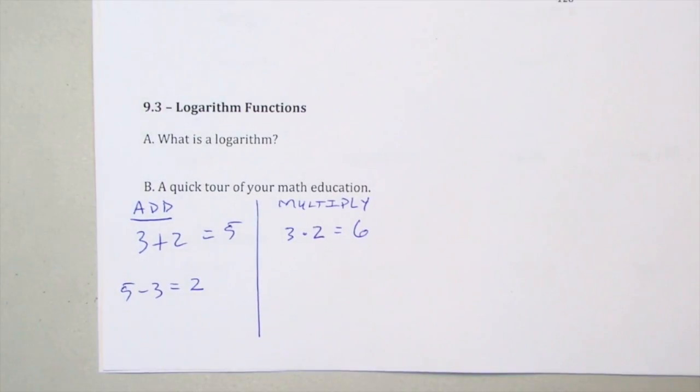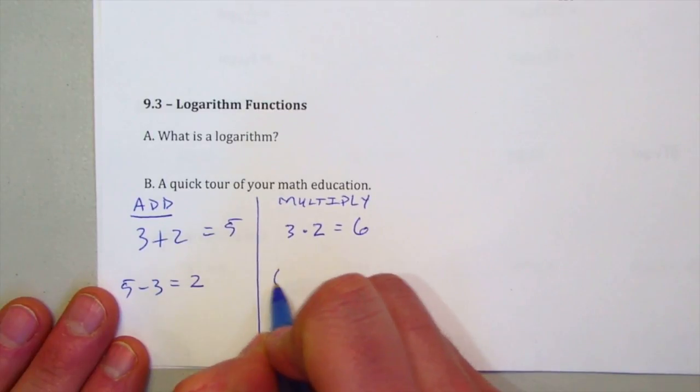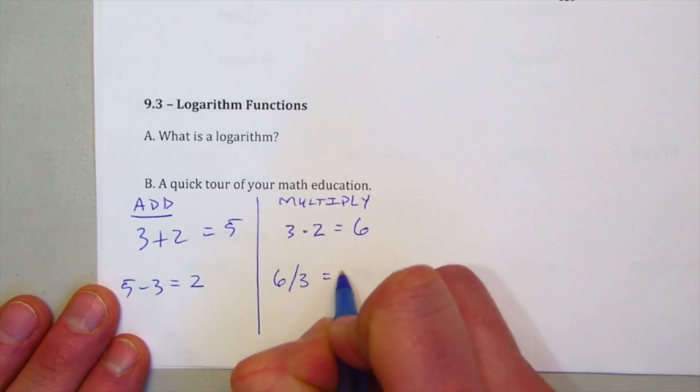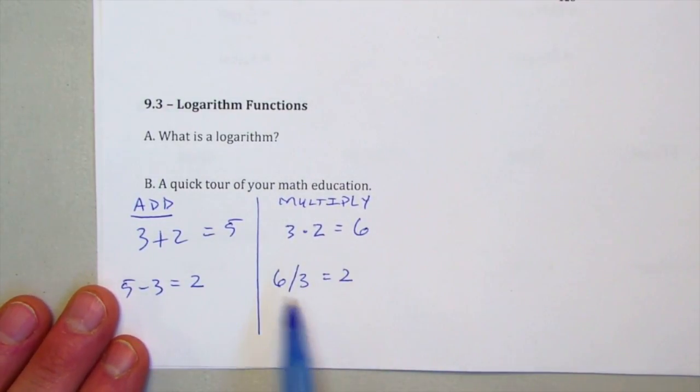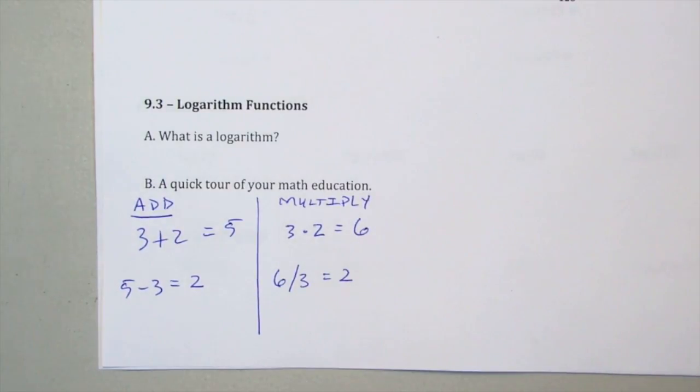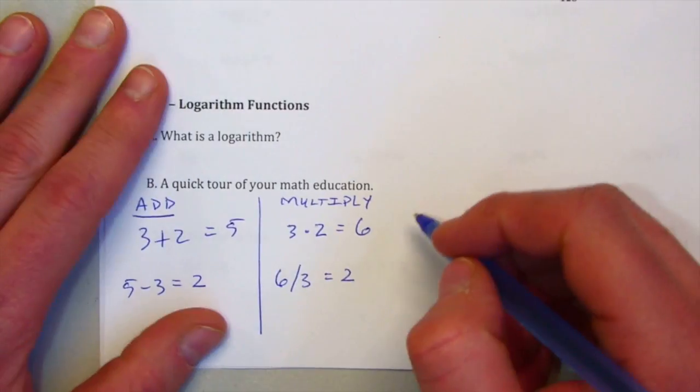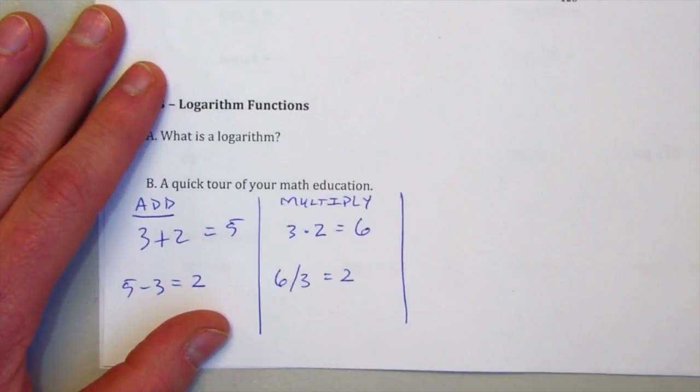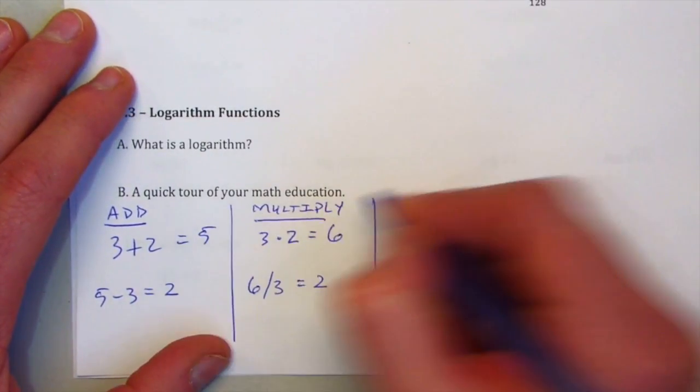And not long after multiplication, you needed to learn how to do it backwards, so we learned division. So I could take these numbers, which are in multiplication form, and I could rewrite them in what I would call division form. So 6 divided by 3 is equal to 2. Or I suppose you could go 6 divided by 2 equals 3, same thing. But this is multiplication form.